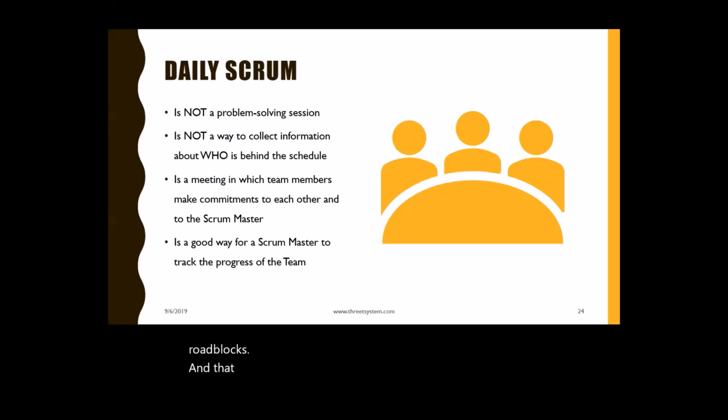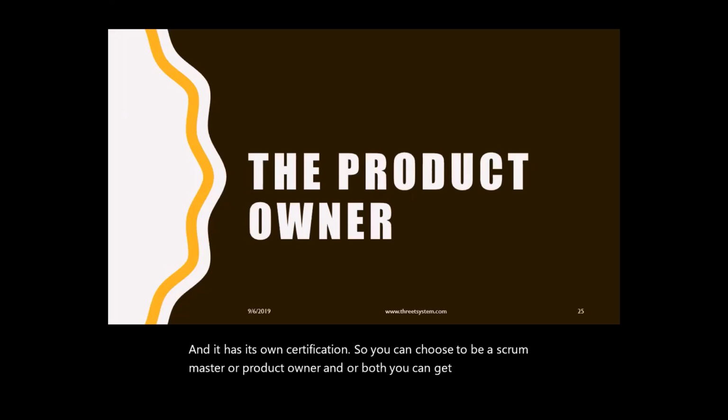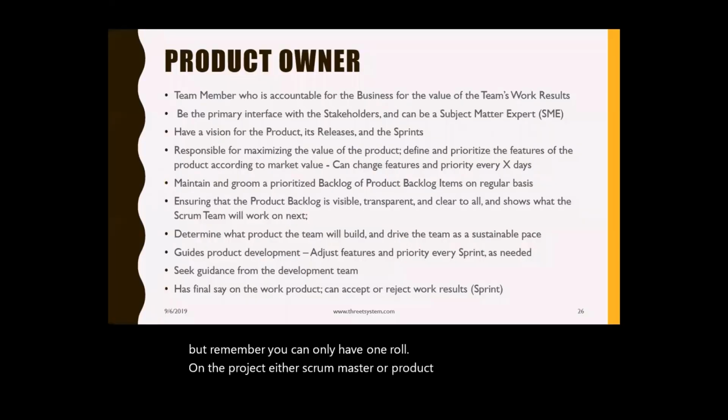And now let's talk a little bit about the product owner. You guys ready? This is a pretty extensive role, and it has its own certification. So you can choose to be a Scrum Master or a product owner, or both. You can get certified in both, but remember, you can only have one role on the project, either a Scrum Master or a product owner. And if you choose to be a product owner, here you're going to be accountable for the business, for the value that the team brings and the results.